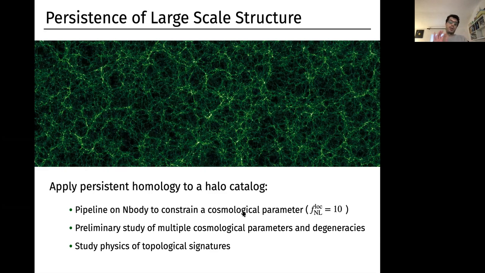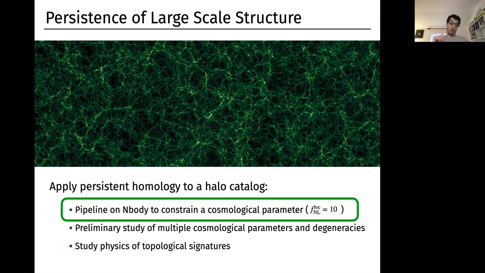Of course, we just constrain a single cosmological parameter, but we also do a preliminary study of multiple cosmological parameters and degeneracies, and try to study the physics of topological signatures. I said we cannot predict them, but we can study them a posteriori, and actually we use this as a guideline for how we look for the cosmological parameter. In the interest of time, I will only talk about the first point. Again, you can refer to the paper and ask me in the discussion session if needed.